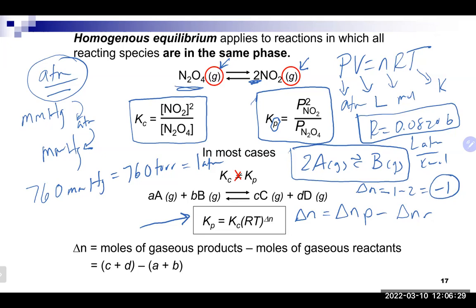Also, by the way, you multiply the R times the T first and then take it to the exponent. Don't do it individually. So multiply what's in the parentheses and then take it to the exponent. Question? Yeah. And this only works for gases?